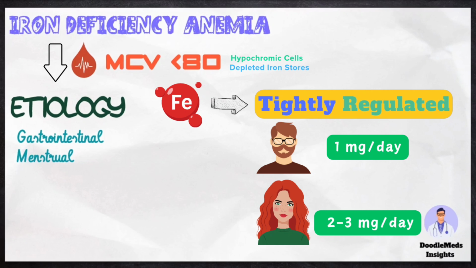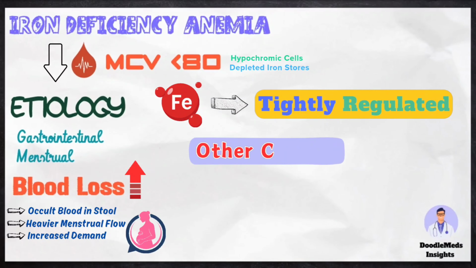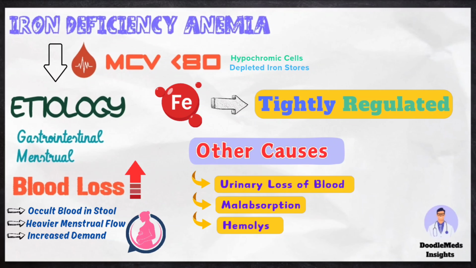If there is even a modest increase in blood loss, occult blood in the stool, a heavier menstrual flow, or an increased demand such as during pregnancy, the body is poorly equipped to increase its level of absorption to exceed 3 to 4 milligrams per day. Other etiologies are increased urinary loss of blood, malabsorption, hemolysis, and poor oral intake.